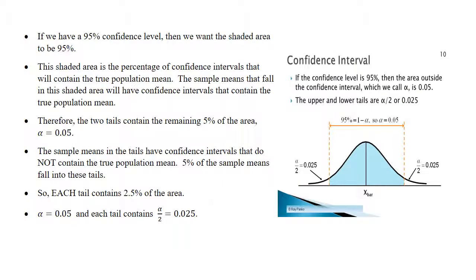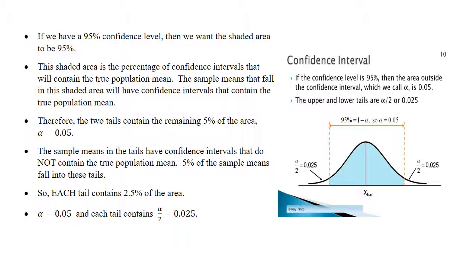All right, so again, here's another instructor, another textbook, another artist's rendition of a 95% confidence interval. So again, 95% of the sample means will fall within a confidence interval that contains the true population mean. So again, if we have the sampling distribution of the means, we have a normal distribution, 95% of the samples fall in the middle, 5% of the samples fall in the tails. Each tail is half of that 5% area, or 2.5% or 0.025.